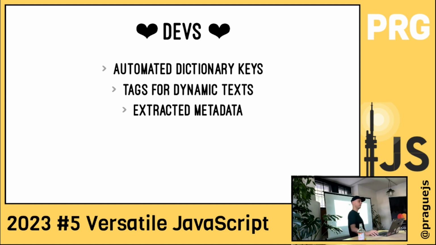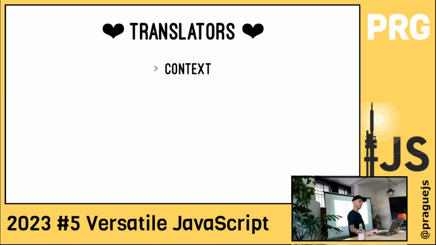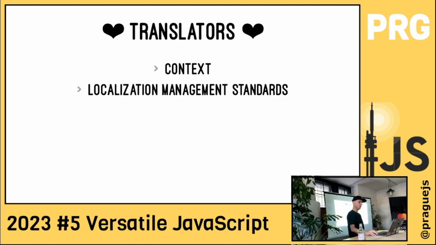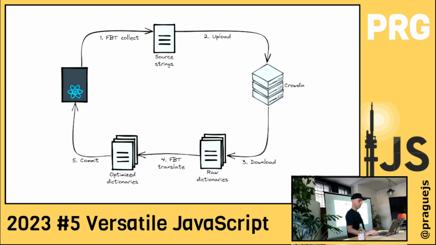And what is FBT offering for translators? That's the context. That's what the desc description property in the FBT tag was for. And they get support for localization management tools that the translators are used to working with. So how does the translation cycle actually look?